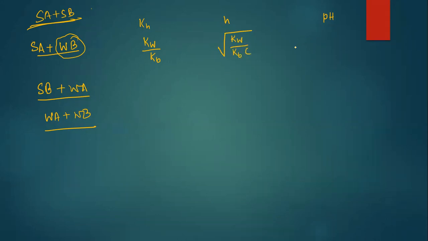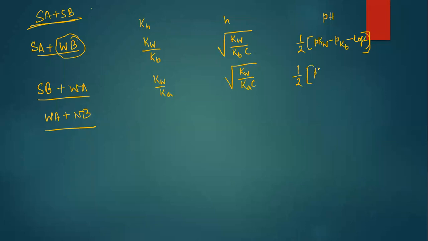Okay. pH formula: half, pKw minus pKb minus log C. All negative, C all negative. Strong base, weak acid. Simple. Kw by Ka. Just replace B with A. Here root over Kw by Ka, C. Okay. Next is pH. Simple. pKw, make all positive: pKa plus log C.